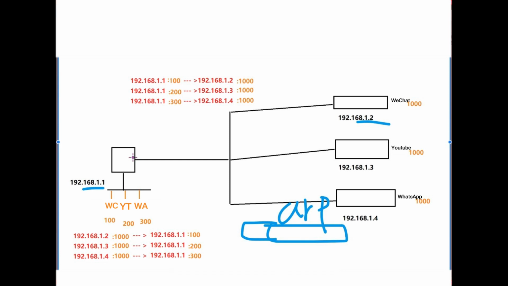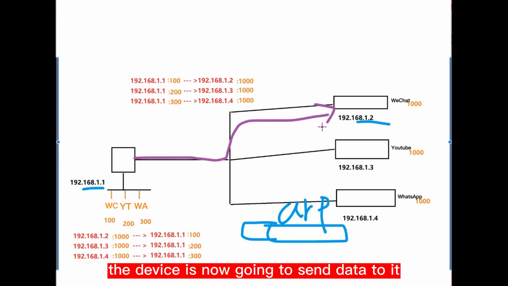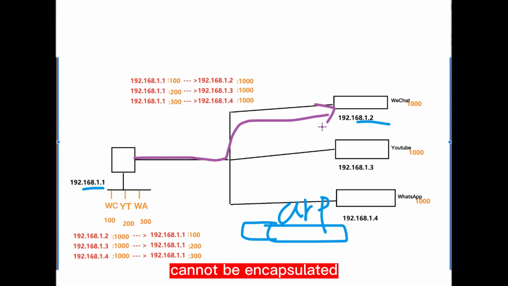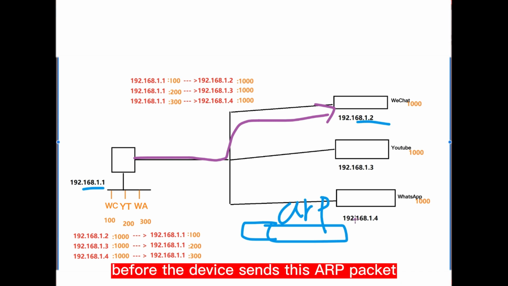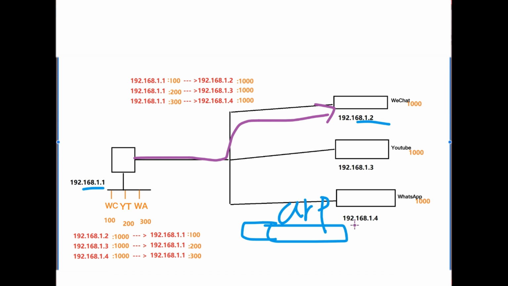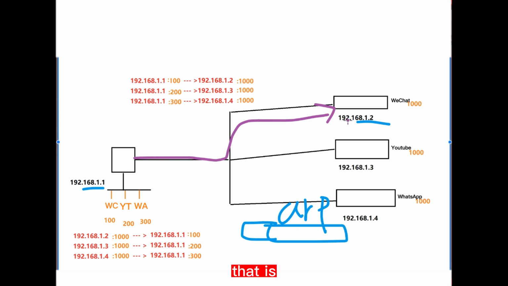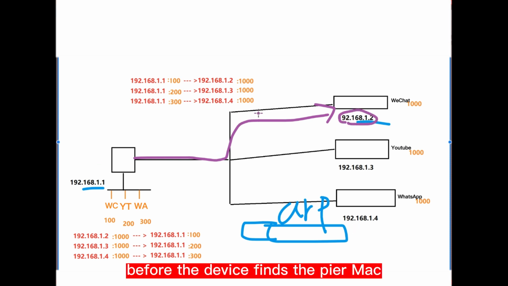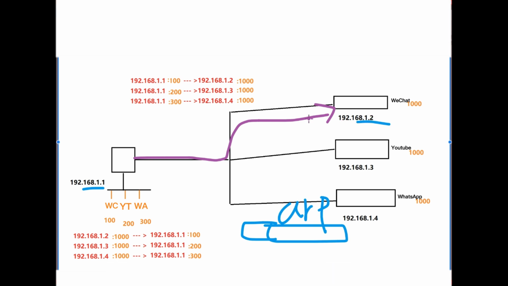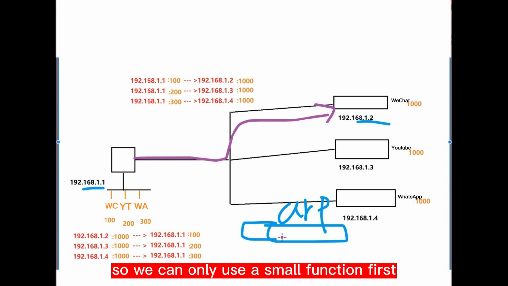In the same network segment, the device is now going to send data to it. Because the device does not know the MAC address of the peer, the destination MAC of its data link layer cannot be encapsulated. So I send an ARP now, to ask what is the MAC corresponding to this 1.2. Before the device sends this ARP packet, data encapsulation cannot be completed. That is, before the device finds the peer MAC, it has no way to pass the application data it really wants to pass. So we can only use a small function first, which is ARP.